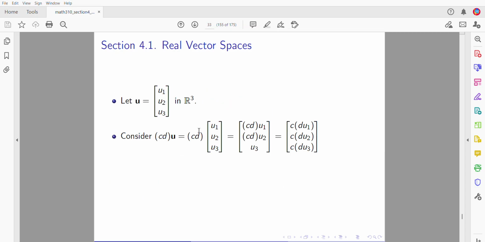Similar story when you're looking at three-dimensional. There is a typo here. It should be CD U3, just as you have CD U1, CD U2. It should be CD U3. The multiplication among real numbers is associative, so the parenthesis is moved, thereby getting the C out. Then you get the D out within parentheses, and that is your multiplication associativity.